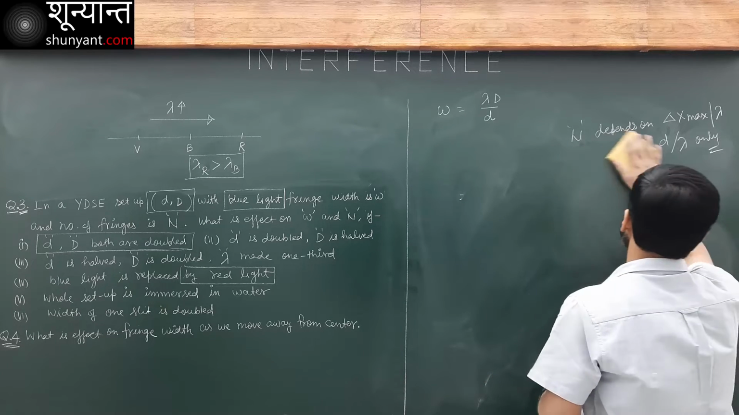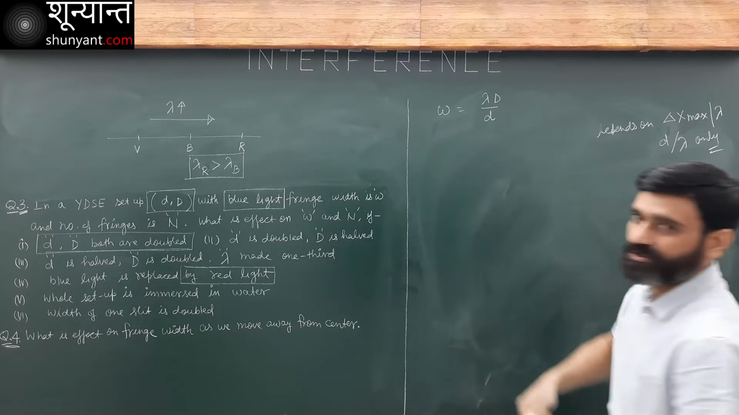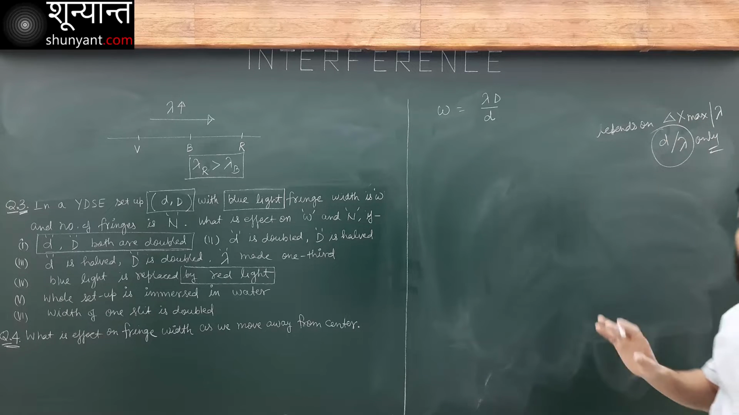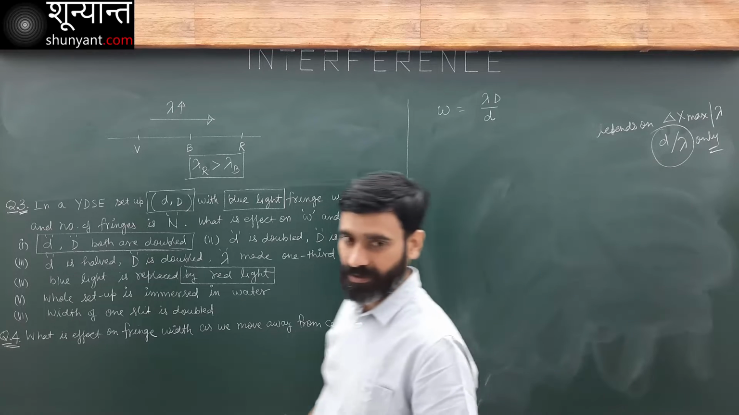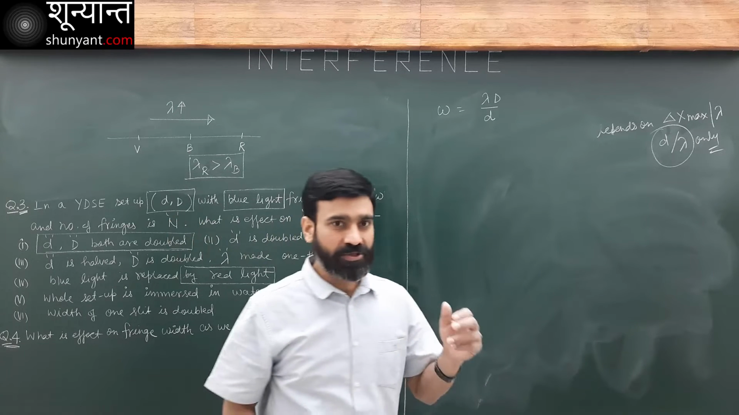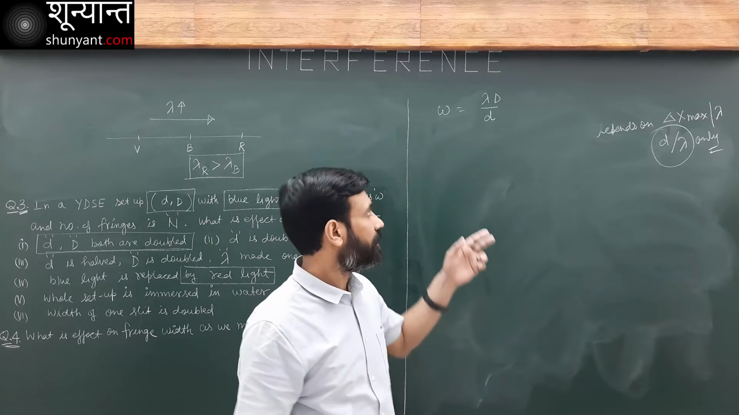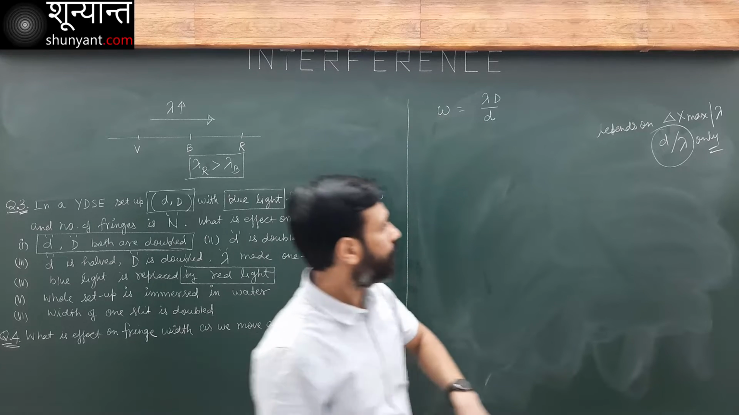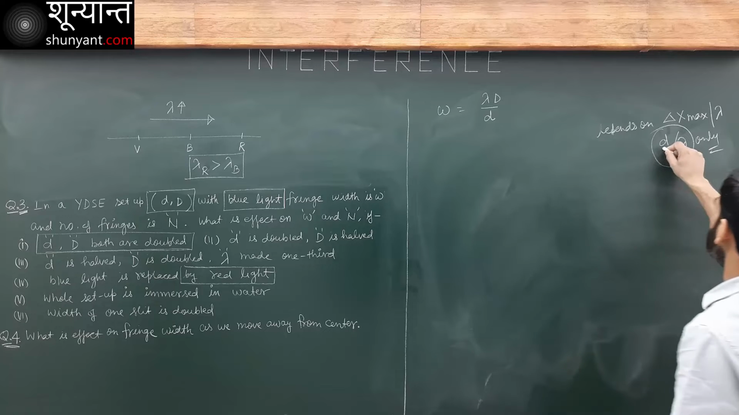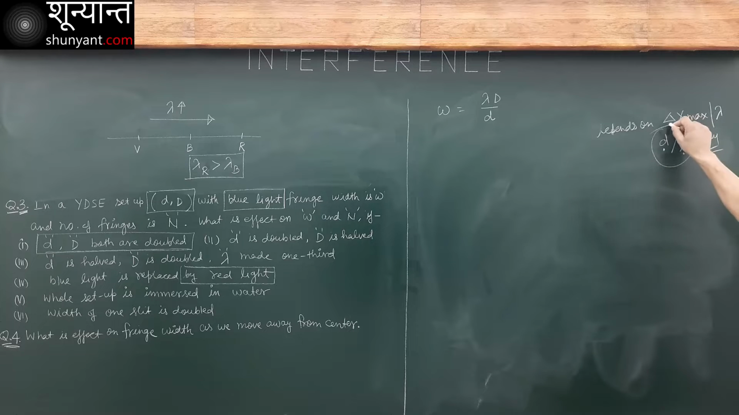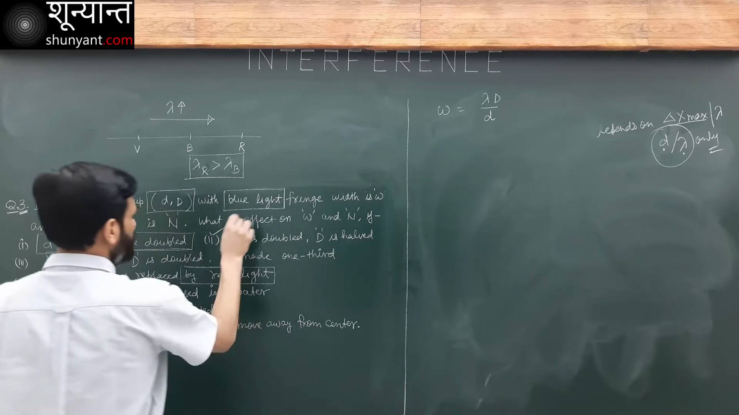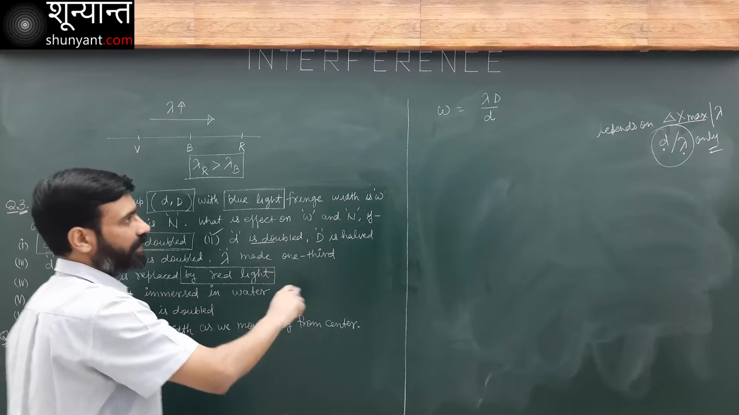So remember, the number of bright fringes will change only if either d or lambda change. Otherwise it will not change. Keep that in mind. Omega will change depending on this formula, but the number of fringes depends only on d and lambda, that is, the maximum path difference and lambda. You have to remember this point. Second, small d is doubled, capital D is half.